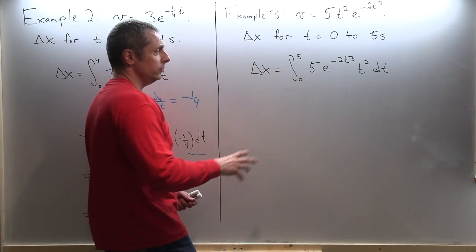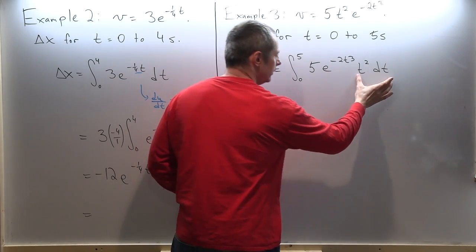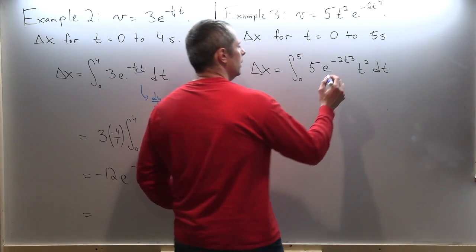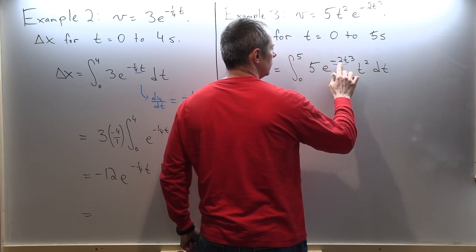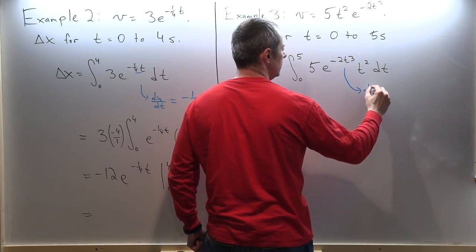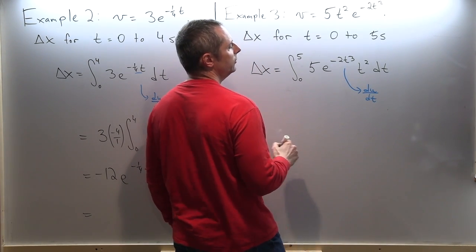So again, we could do a u substitution. Let this be equal to u, take the derivative, solve for t squared dt, and work that way. But again, we're just going to do it with this little shortcut. The derivative of this, du dt, will be negative 6t squared.